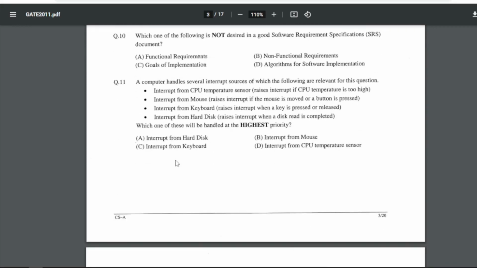11 is, a computer handles several interrupt sources of which the following are relevant for this question. So these are some points. Which one of the lines will be handled at the highest priority? For question number 11 our answer will be D, that is interrupt from CPU temperature sensor. So the first line is the highest priority.